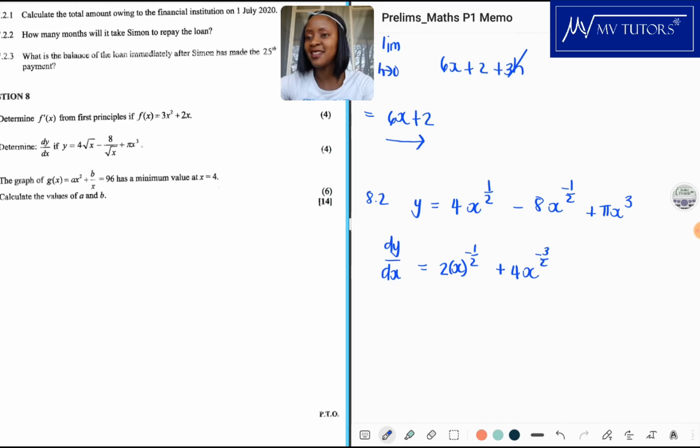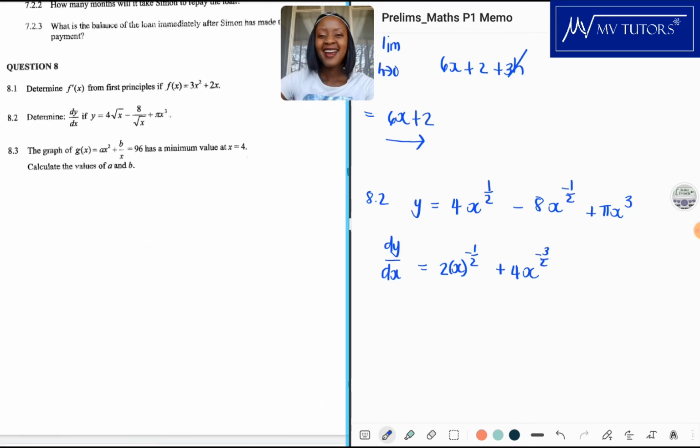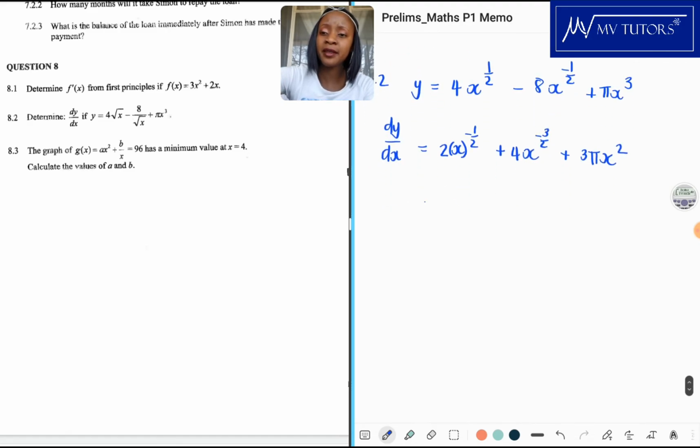How many marks is this? 4. Then we have 3 times pi, I'm just going to say 3 pi. If you want to calculate 3.14 times 3, by all means do that, but I don't think it's necessary. So 3 pi will be as it is, and then x to the power 3 minus 1, which is 2. So I would end it here. I don't think it's necessary to bring back the square roots, but if you want to, basically that will be 2 over root x, plus 4 over x to the power 3 over 2.